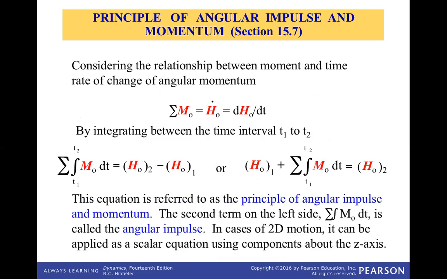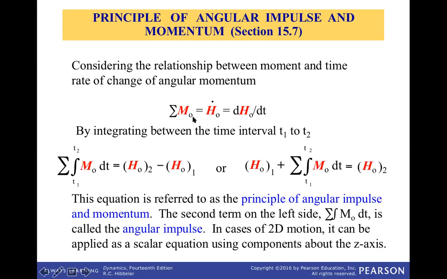All right, so this is basically the principle of angular impulse and momentum. The summation of the moment is equal to the time derivative of angular momentum, or if you write it in time derivative form, so that means the time derivative of it. Now you move this to the left-hand side.